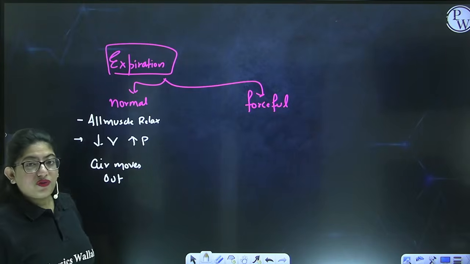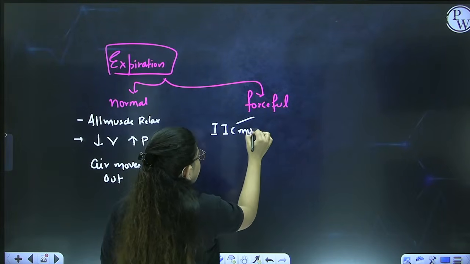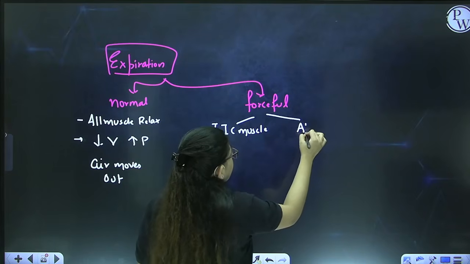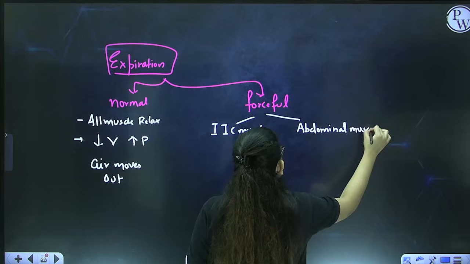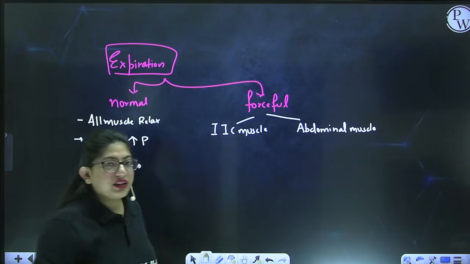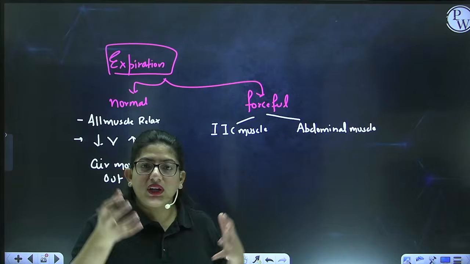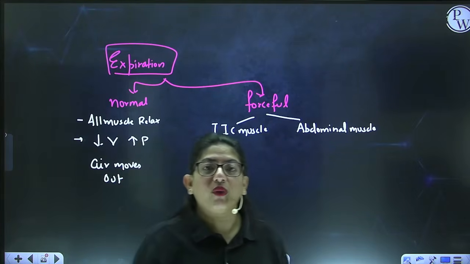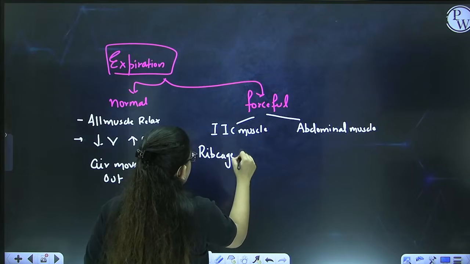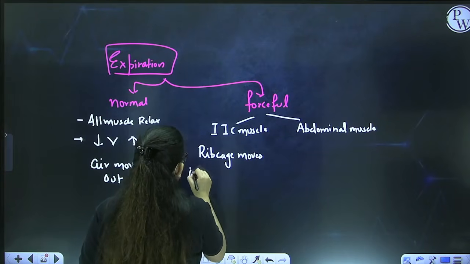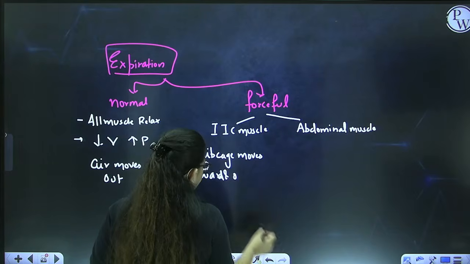What about the forceful? In forceful expiration, your internal intercostal muscle and abdominal muscles contract. So when they contract, they will do the opposite of the external. The external was putting your rib cage upward and outward. It will put it inward and downward, right? The rib cage moves inward and downward.